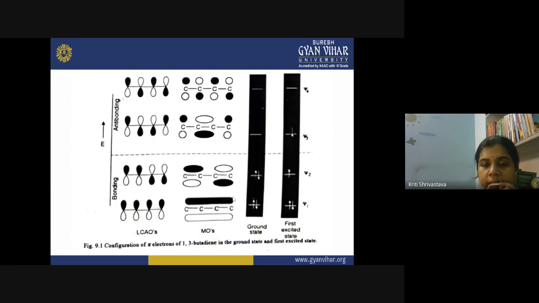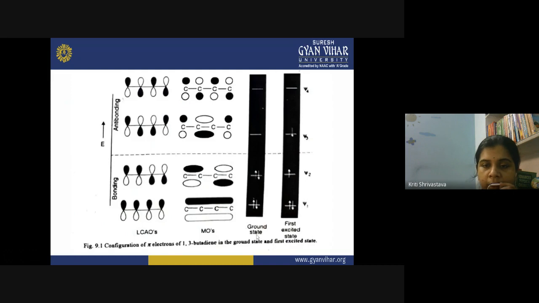Psi 1 is this molecular orbital. Psi 2, psi 3, psi 4. So psi 1, 2, 3, 4 are the 4 molecular orbitals formed after the LCAO. Now, how many electrons does it have? On each carbon, I will have 1 electron because 2 bonds are there. We have 2 pi bonds, so we have 4 pi electrons, and we will fill these 4 pi electrons. So psi 1, psi 2, psi 3, psi 4 are the 4 molecular orbitals.